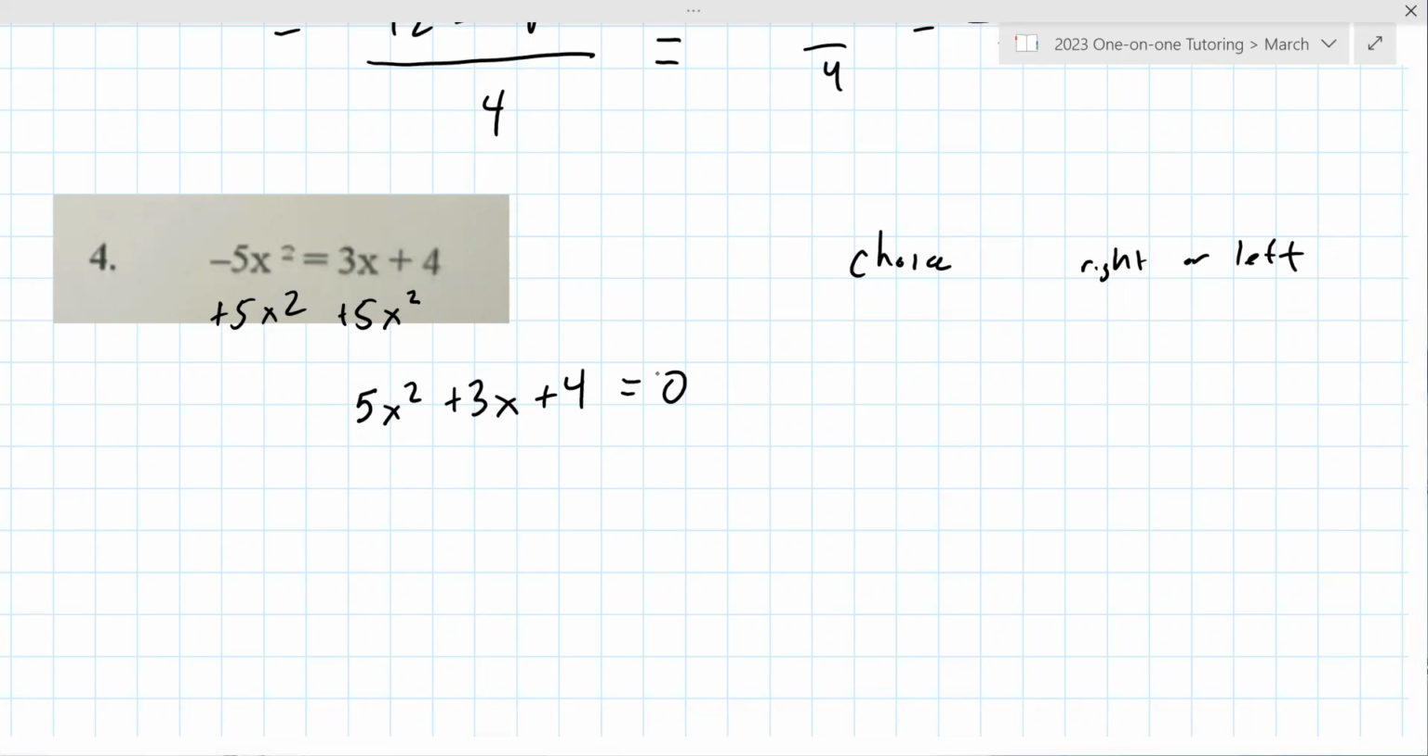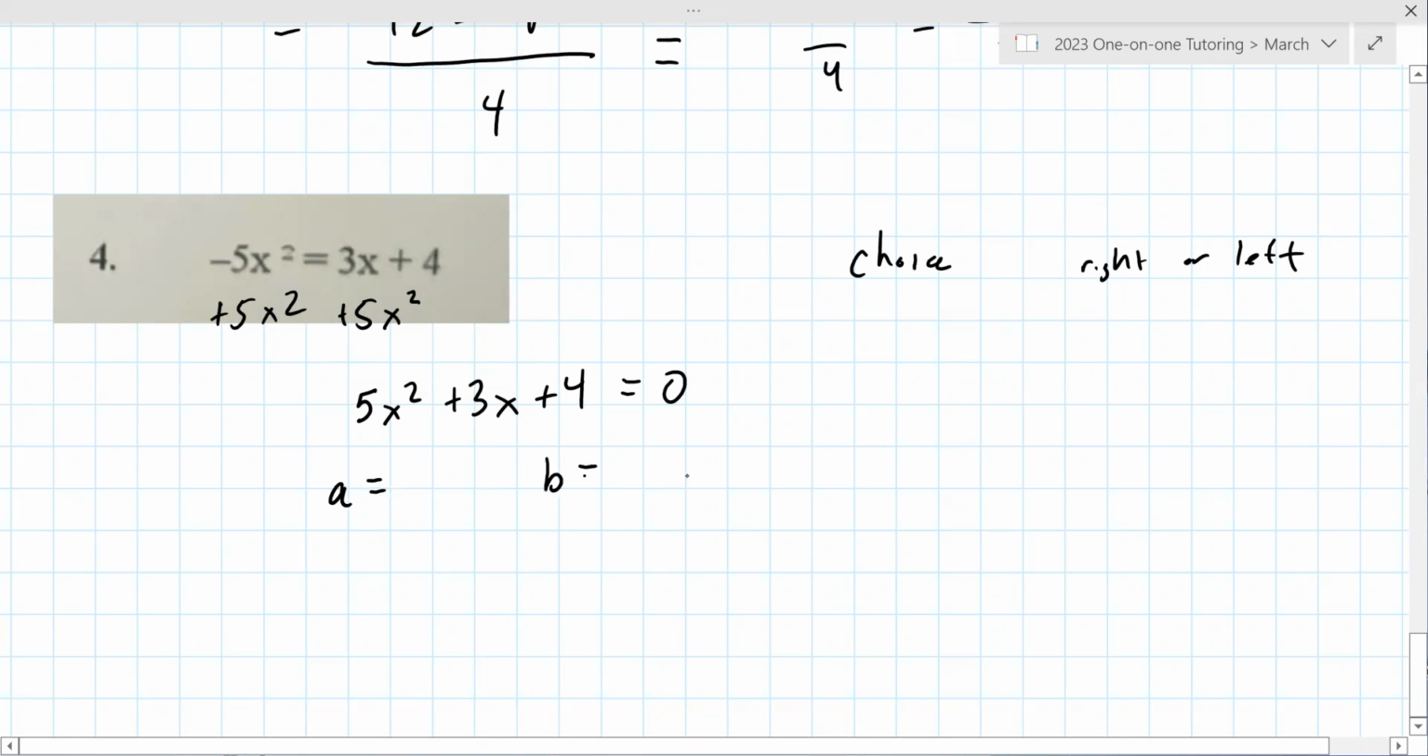All right. Okay, so now you label A, B, and C. What is A? A is 5. B is 3. C is the other number. Yeah. So again, I'd like you to calculate b squared minus 4ac for us. That's the part that's under the square root.